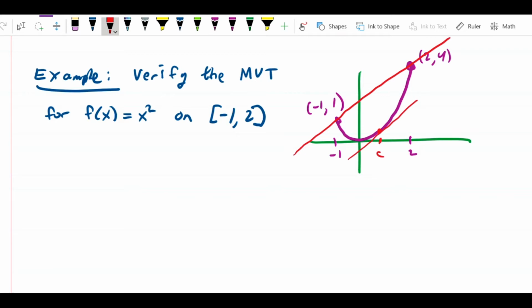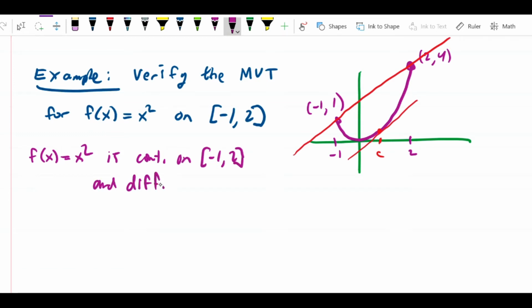So we'll certainly verify that f of x equals x squared is continuous on [-1, 2] and differentiable on the open interval (-1, 2). We don't really need to do anything further to verify that. We all know that the derivative of x squared is 2x, which certainly exists on that interval, and clearly x squared is continuous on the closed interval -1 to 2.